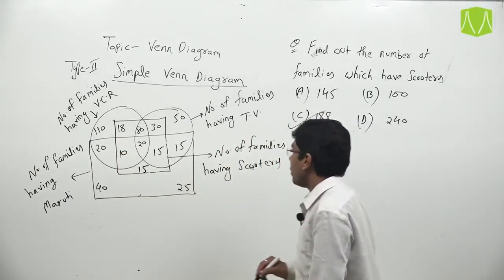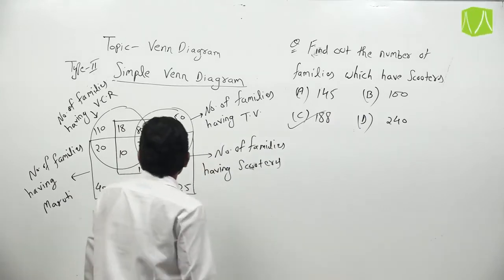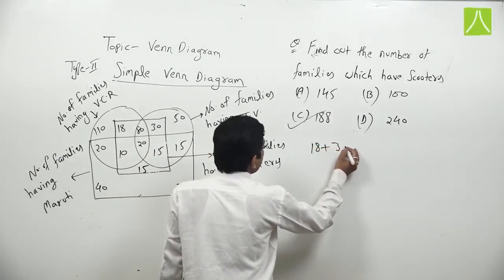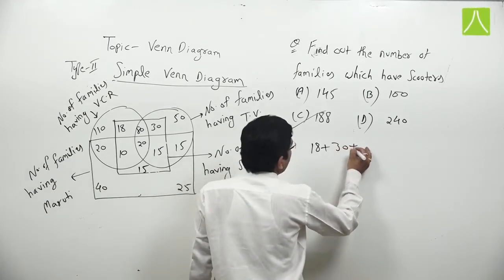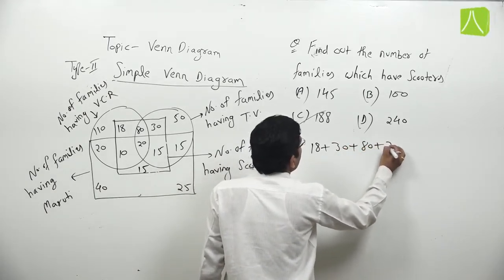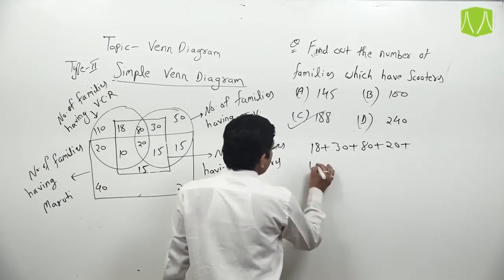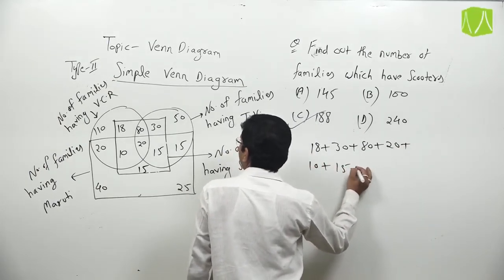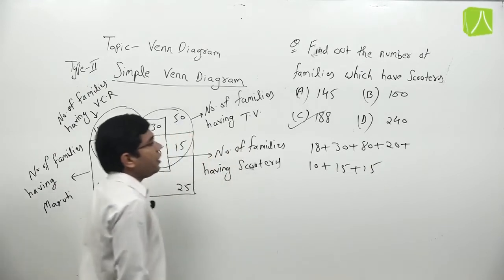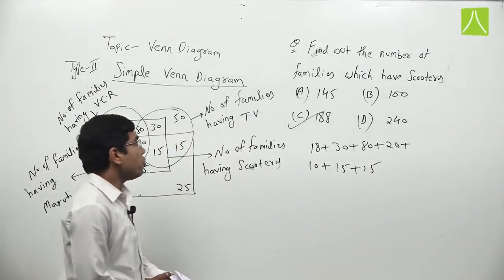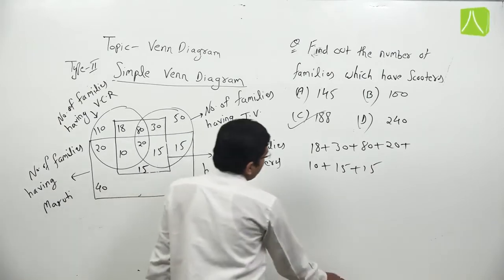So our answer should be 188, because for this we have to count 18 plus 30 plus 80 plus 20 plus 10 plus 15 plus 15. These are the numbers which are present in the square. So our answer should be option C.